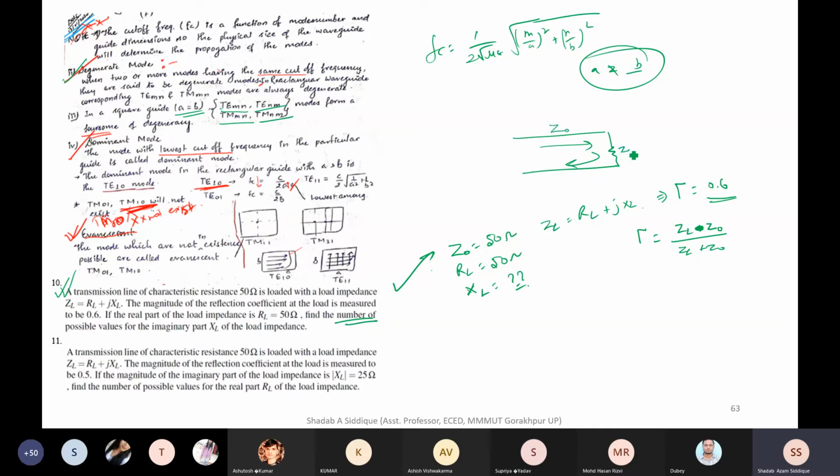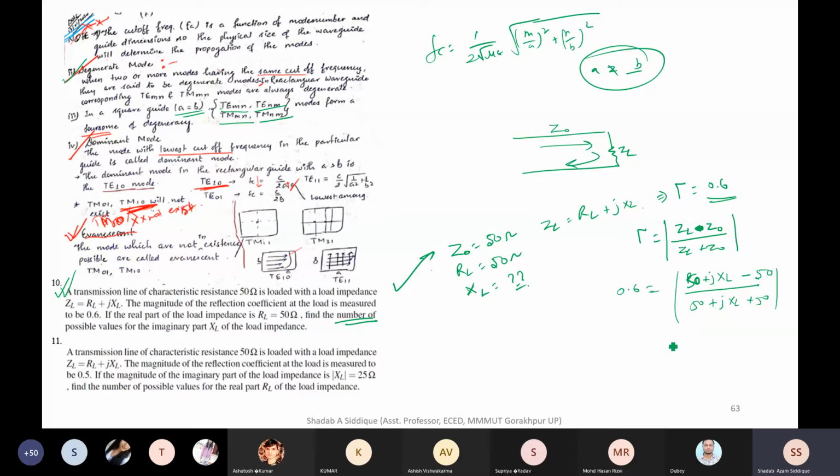And the characteristic impedance is Z0, this is ZL. So ZL minus Z0 divided by ZL plus Z0, and this is the magnitude value I talk about. So this is 0.6. ZL is given as RL plus JXL minus Z0, which is 50, and RL is also 50, divided by 50 plus JXL plus 50. So you can take the magnitude of this one.